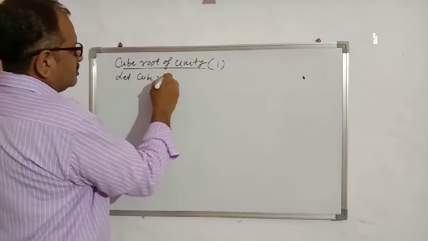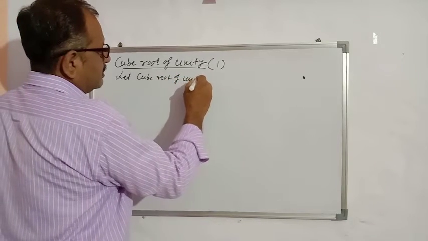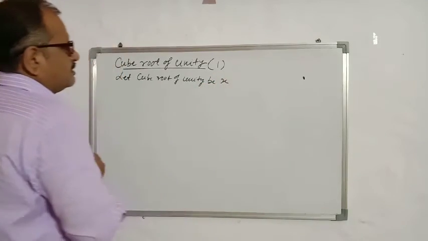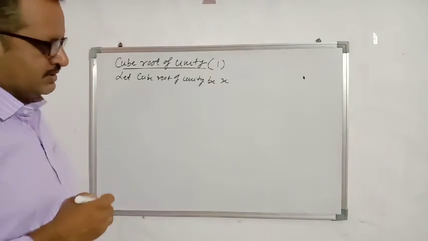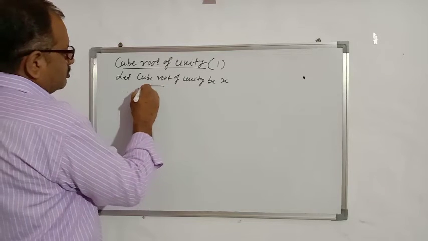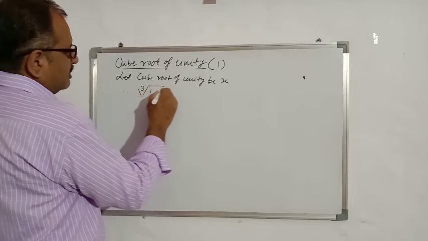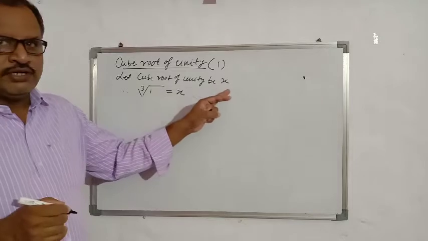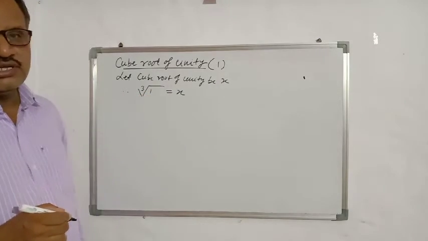Let us suppose the cube root of unity be x. So therefore we can write cube root of 1 is equal to x.